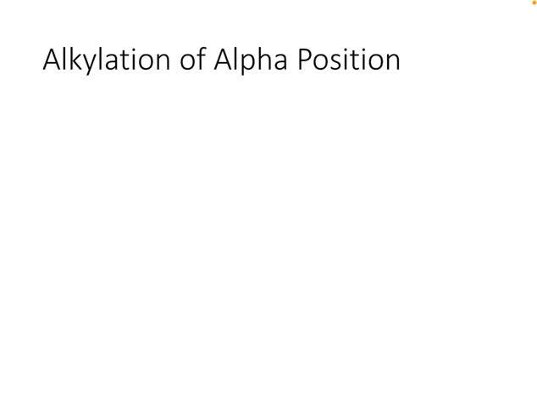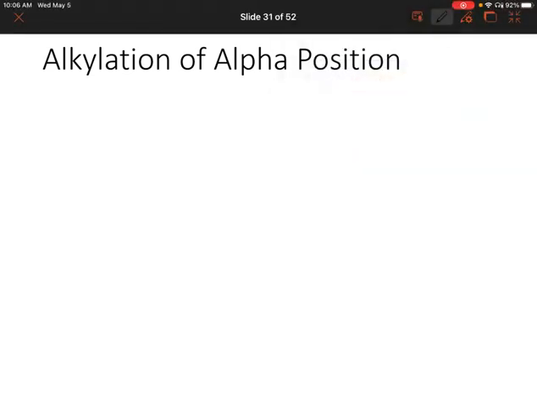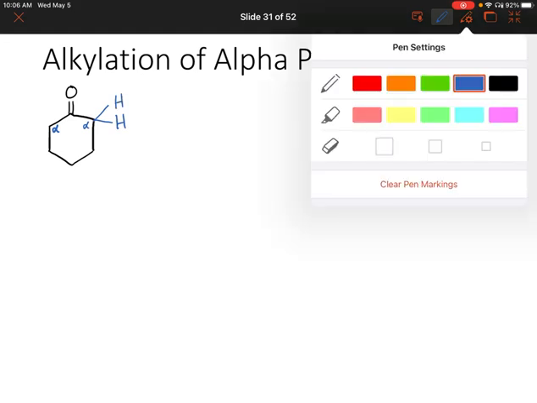Hello, in this video we're going to start our discussion on alkylation of the alpha position. So we'll be adding alkyl groups to that alpha carbon. So let's look at an example. We'll look at cyclohexanone. And again, we have two alpha carbons, but we'll just focus on one of them because it's symmetrical.